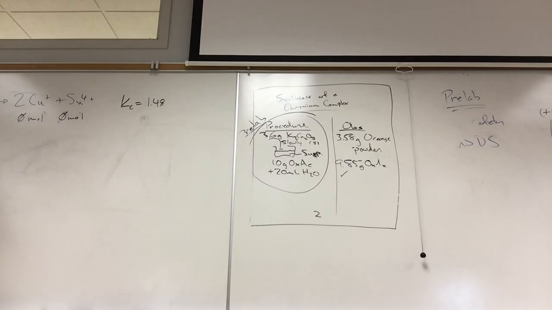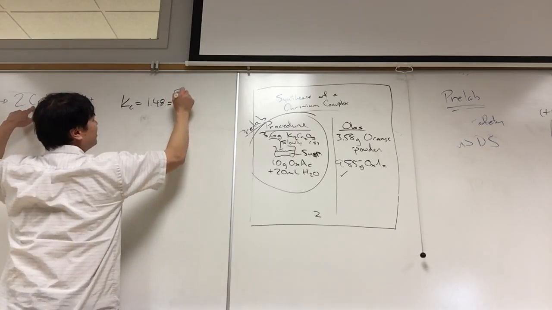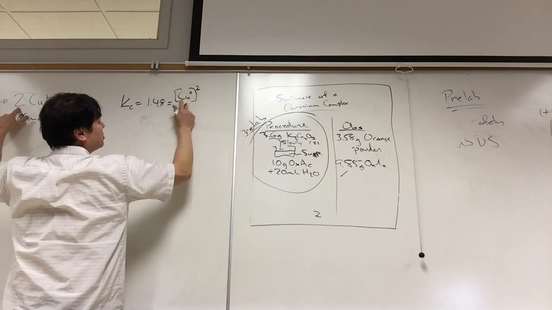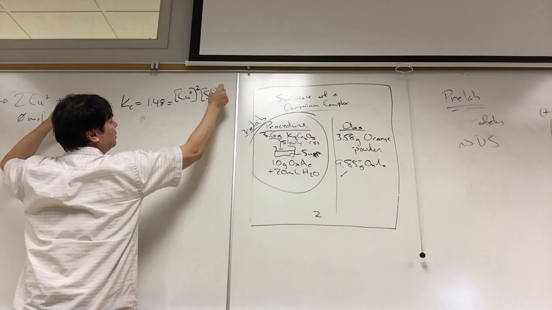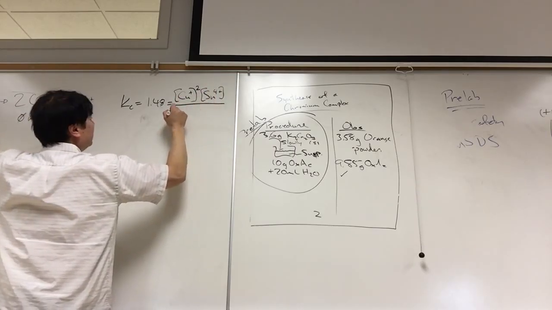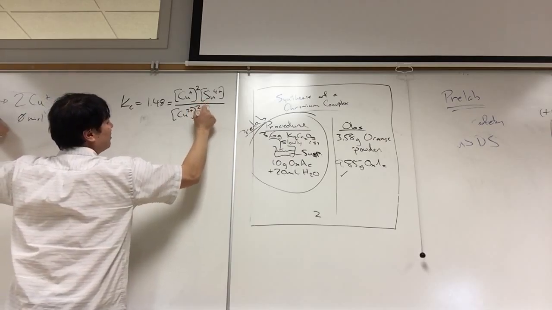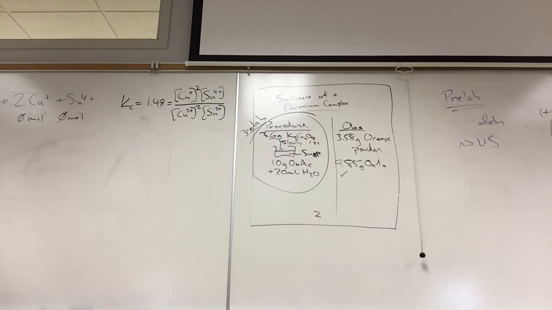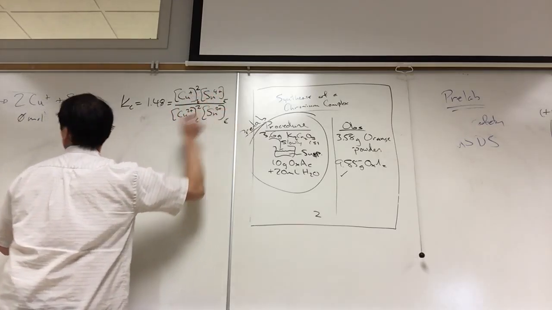Now with this value, what can we do? This value should tell us the ratio of the products. The product here is copper 1 plus, and the coefficient is squared, so this is going to be Cu+ squared times Sn4+ to the first, divided by Cu2+ squared, divided by Sn2+. This ratio should be the Kc ratio here.